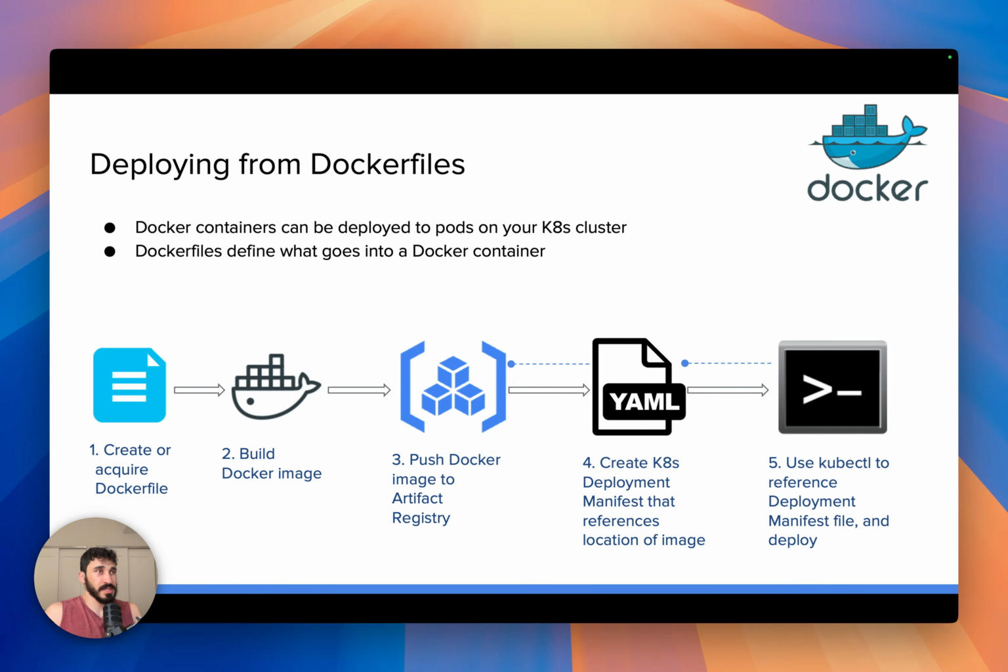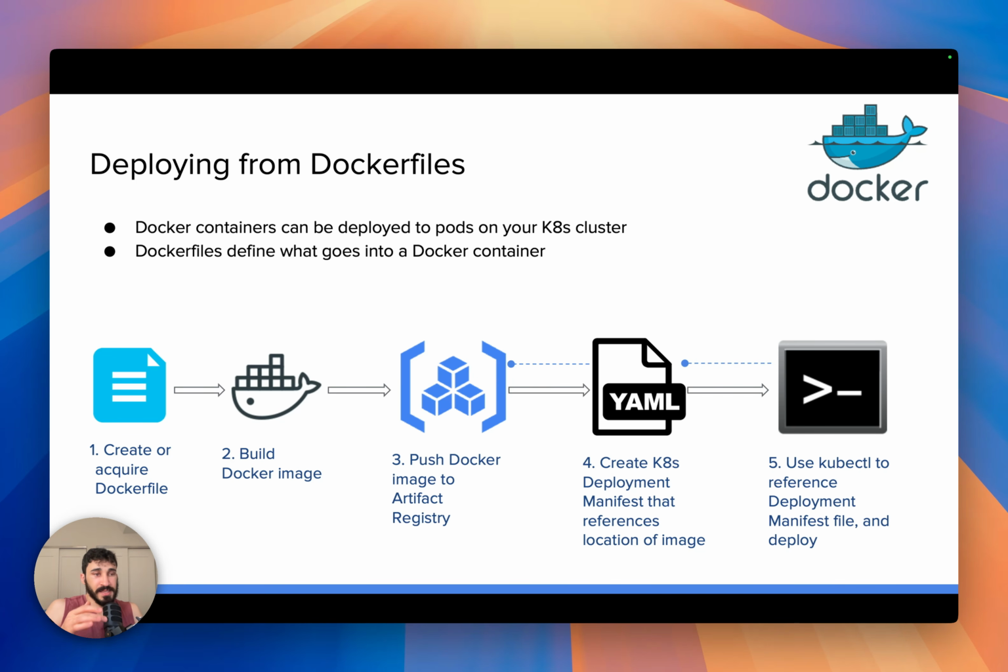Once the image is built, it needs to be pushed to a registry. This used to be either Container Registry or Artifact Registry, but now it is Artifact Registry. Artifact Registry is the service that is used for this. And after pushing the image, you create a Kubernetes deployment manifest. This is a YAML file that references the location of the Docker image in the registry, and it contains instructions on how the container should be deployed.